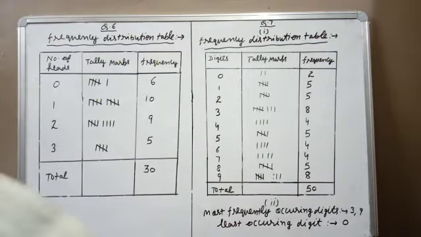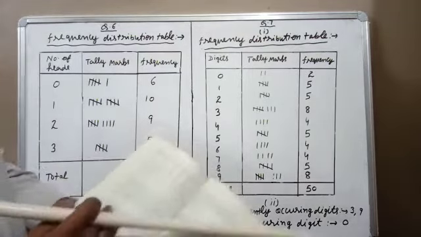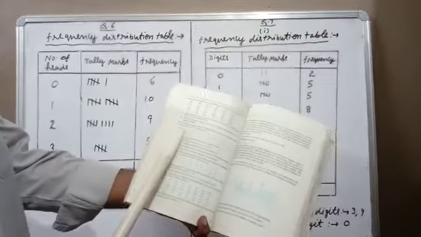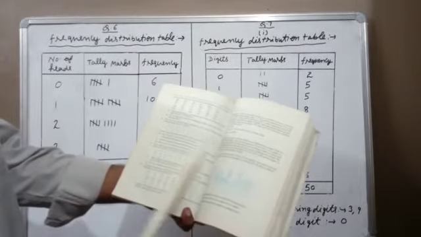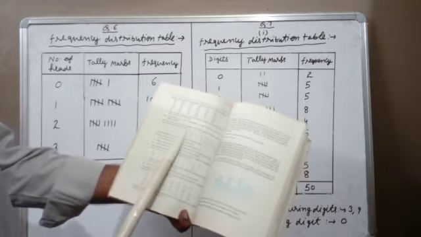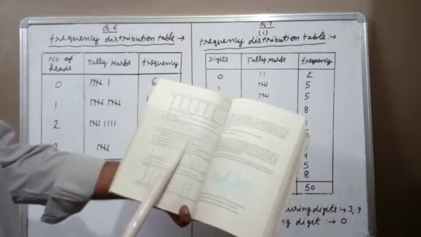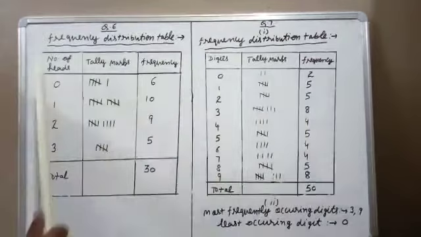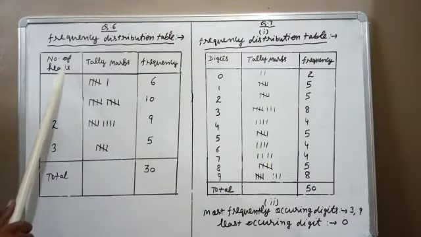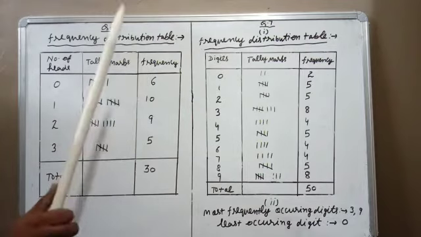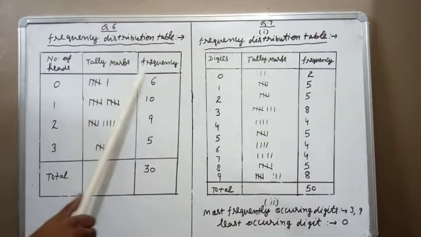So question number 6. Three coins were tossed 30 times simultaneously. Each time the number of heads occurring was noted down as follows. Prepare a frequency distribution table for the given data. So again we will make 3 columns. The first column represents the number of heads. The second and third columns are the same as in question number 1: tally marks and frequency.